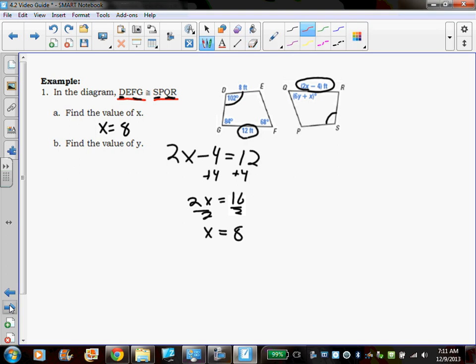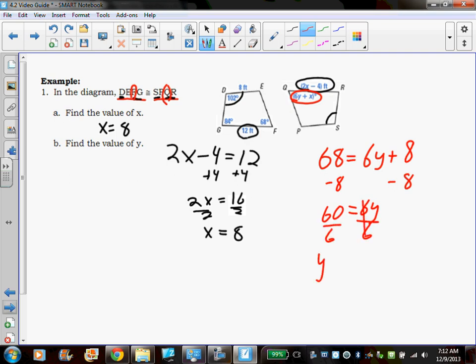Similarly for y, we can see that y is involved over here, along with x, in angle Q. And we can see that angle Q matches up with angle F. Angle F is 68 degrees. So that means that 68 equals 6y plus, and what we just discovered for x was that it was 8. So we replace the x with 8. And we subtract 8 from both sides. 60 equals 6y. Divide by 6, divide by 6. y equals 10. And there we have x and y. And we use corresponding parts to find them. So that's good.